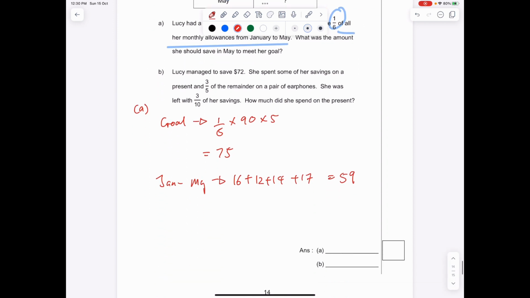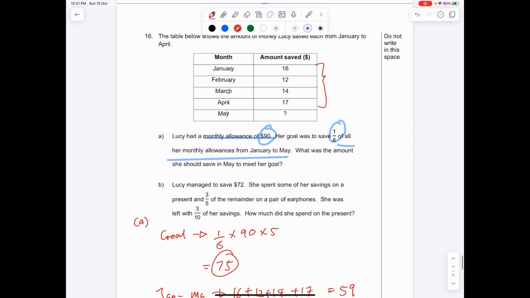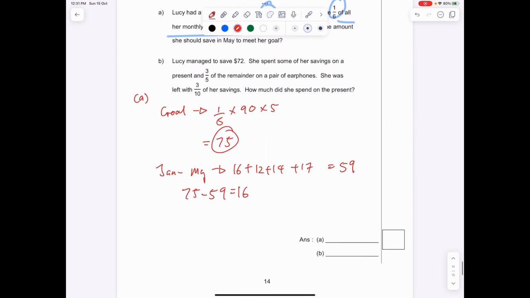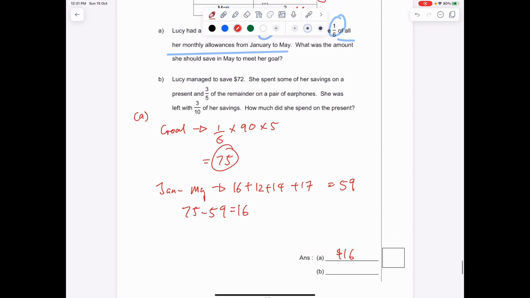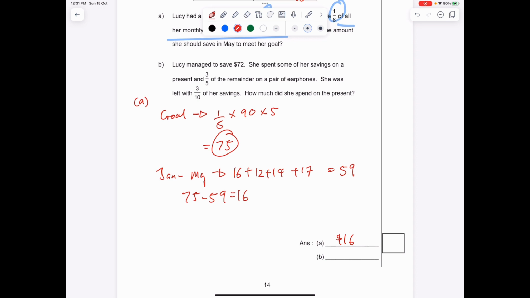So how much more will she need to hit her goal of 75? So you take 75 minus away 59, your answer will be 16. So she will need to save $16 here minimally. Okay? Make sure you key in your units.